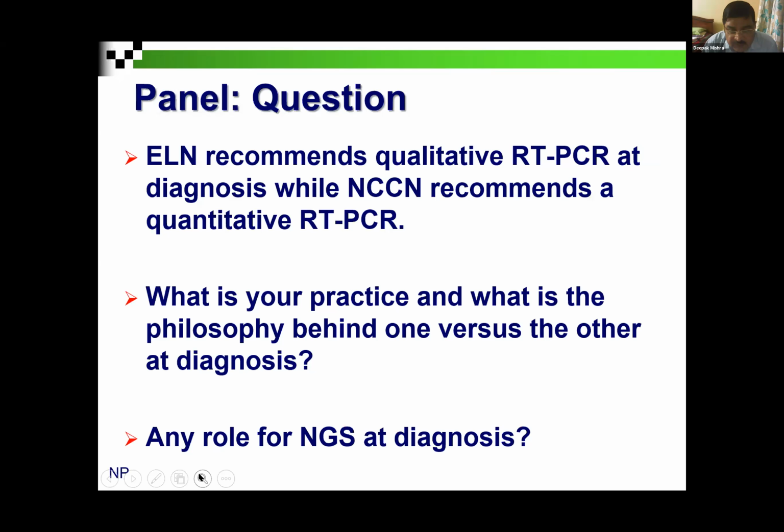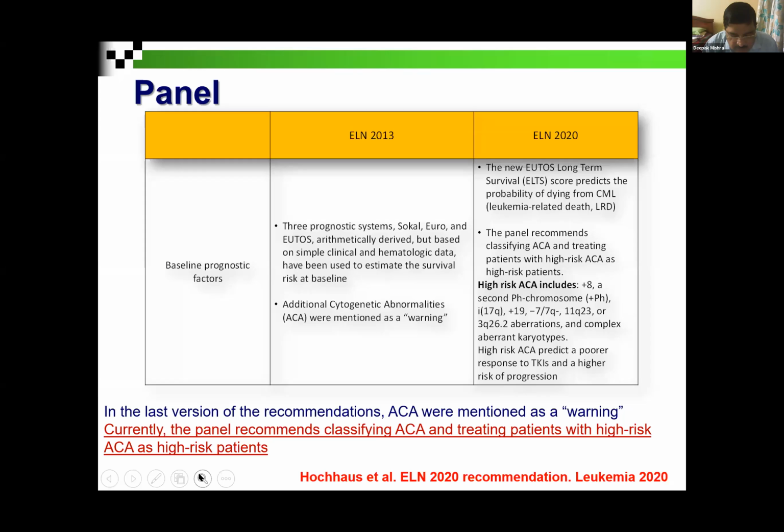The other advantage of bone marrow is, could I just say one line? The other advantage of doing the marrow is that you'll be doing conventional karyotyping and can see all of the additional cytogenetic abnormalities. Correct. Absolutely.